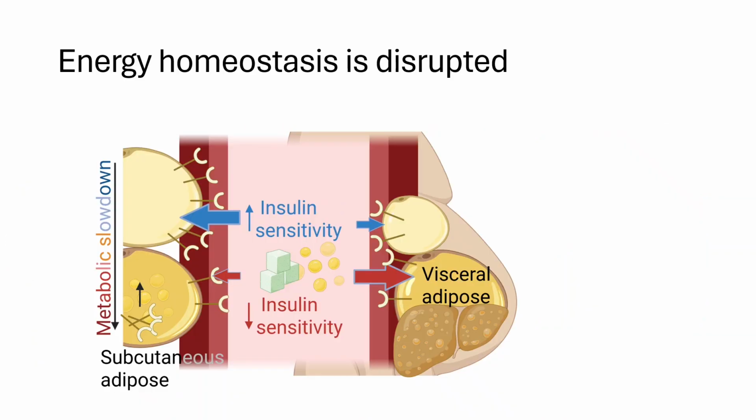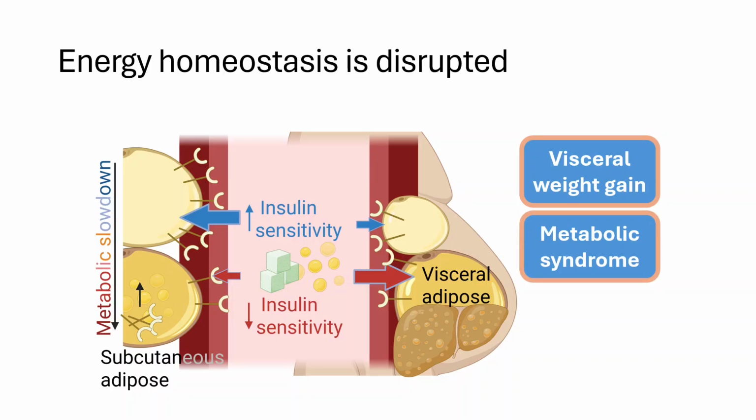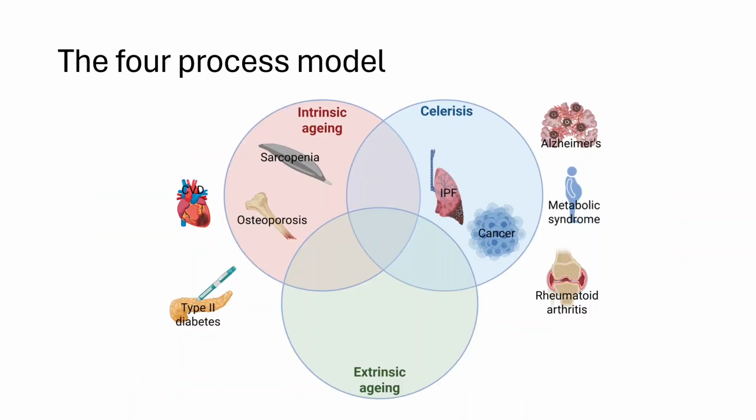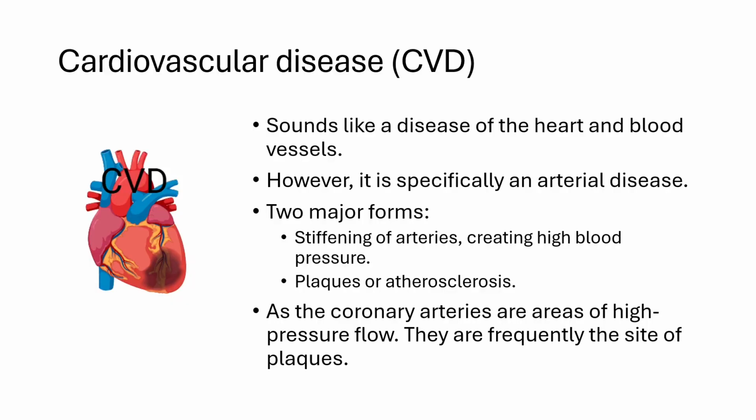However, we go further than that. We say that because we have these two different fat stores, the subcutaneous adipose and the visceral adipose, we also get visceral weight gain, metabolic syndrome, and type 2 diabetes when we have far too much of these excess fuels in our systems. So, extrinsic aging leads to metabolic syndrome and type 2 diabetes.